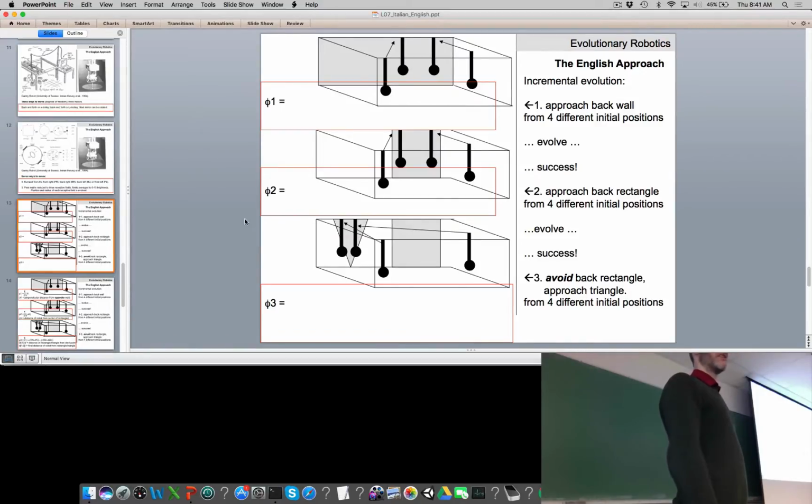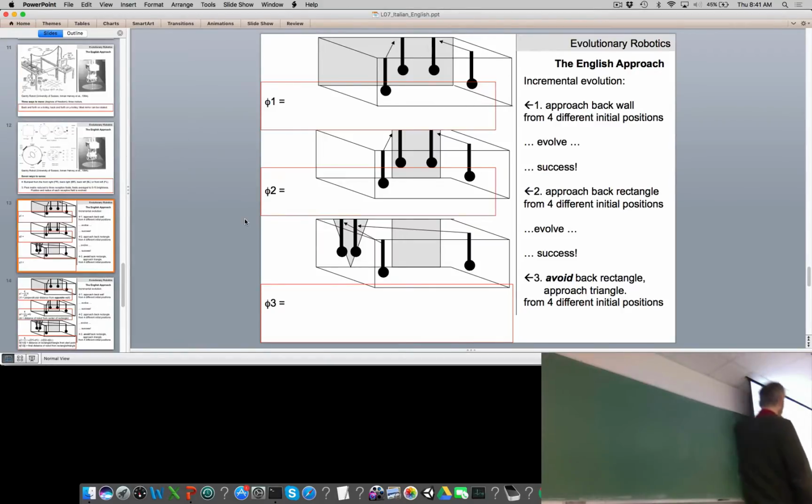Let's make things a little bit easier. Let's assume you have the position of the turret and the position of the rectangle. What's the fitness function here? Distance between the two, right? Pretty straightforward.